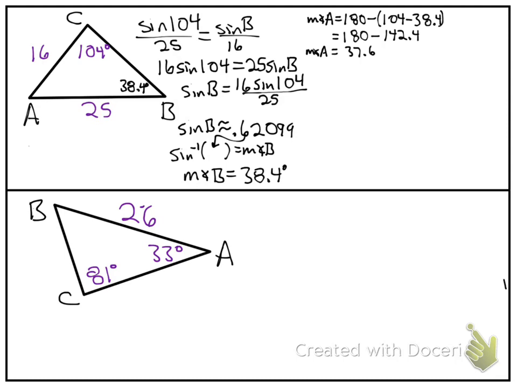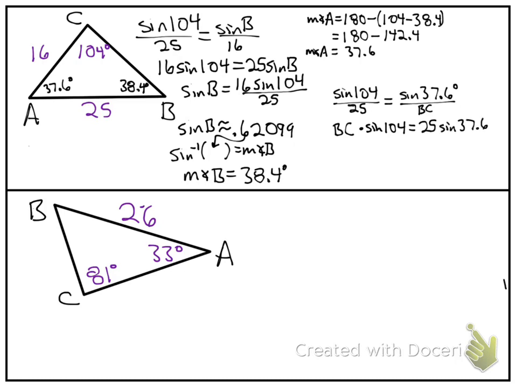For our last step, we're going to do law of sines again to find our missing side. In this case, I'm going to stay with sine of 104 over 25 because that was the ratio I knew. And then we're going to go sine of 37.6 is to side BC. We're going to use cross product. We get BC times sine of 104 equals 25 times sine of 37.6. And then we get BC is 25 sine of 37.6 over sine of 104.